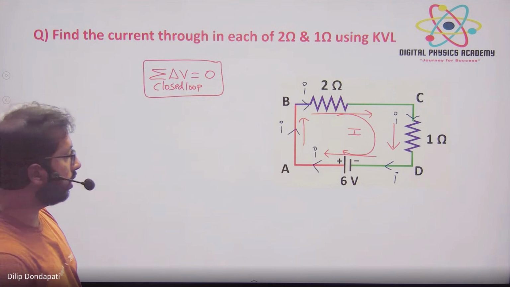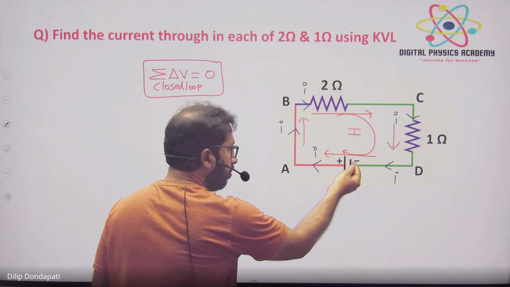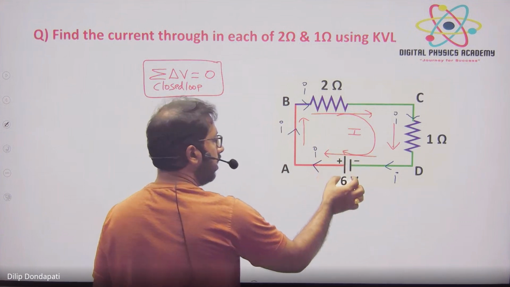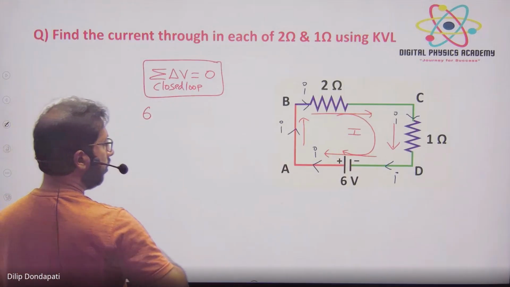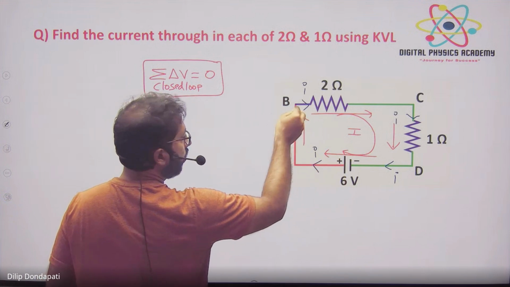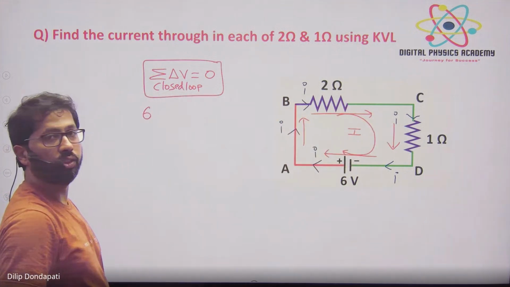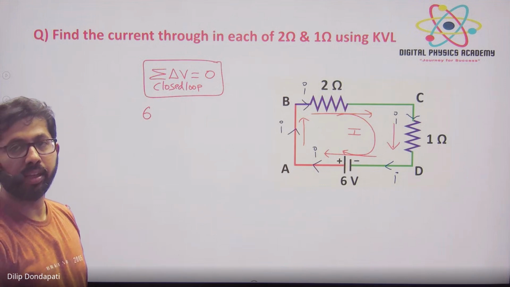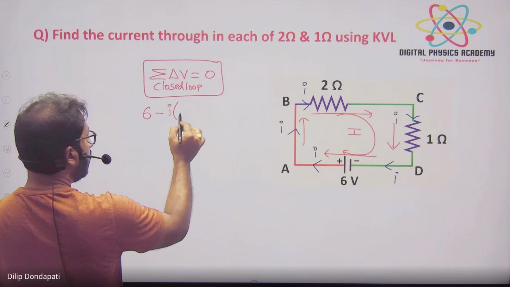Now start. Tell me. You are walking from here to here. You are going from minus to plus, right? Lower to higher. So do we take plus 6 or minus 6? Plus 6. So 6. Next, there is no resistance here. Now walking here, the path and current are in the same direction. Should we take plus IR or minus IR? Minus IR. So minus I, R is 2 ohms.